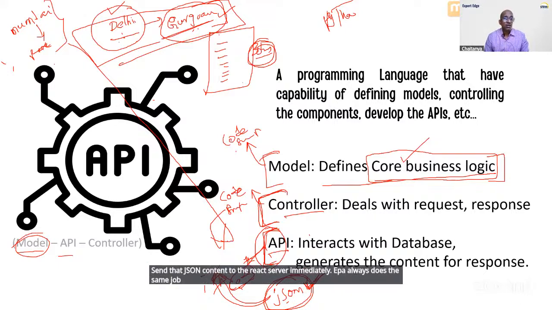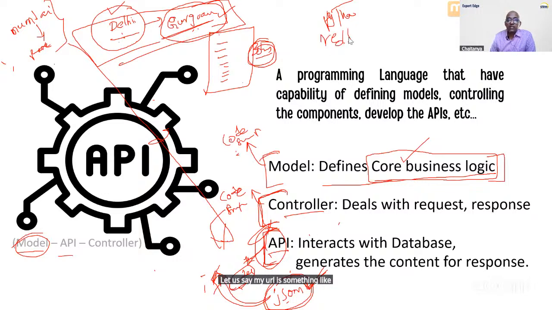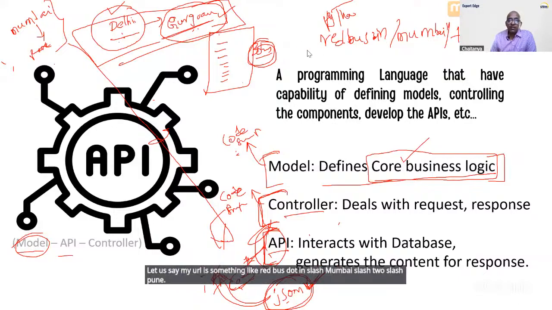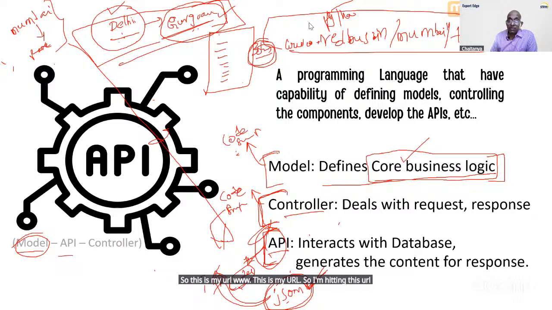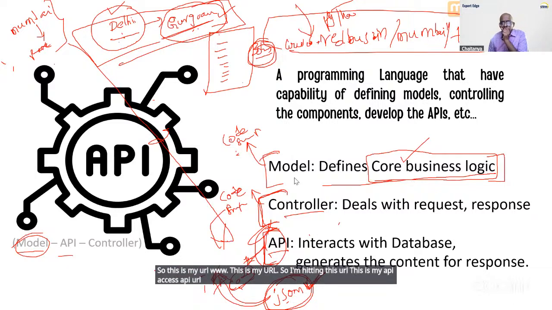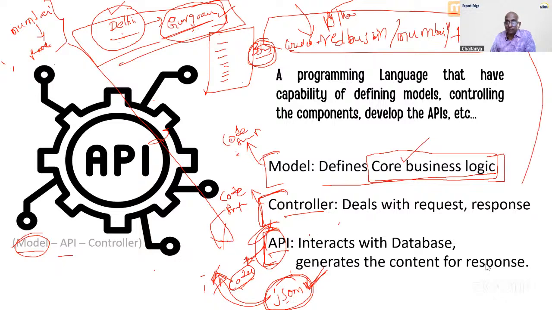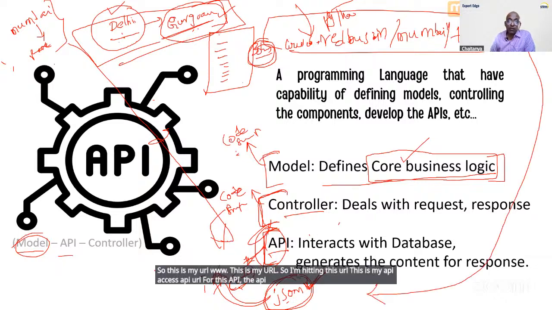API means, when you say API, if I am hitting some URL, some API, let us say my URL is something like redbus.in/Mumbai/2/Pune. So this is my URL. If I'm hitting this URL, this is my API. I can say API URL. For this API, the API code is going to do this. What will the API code do?